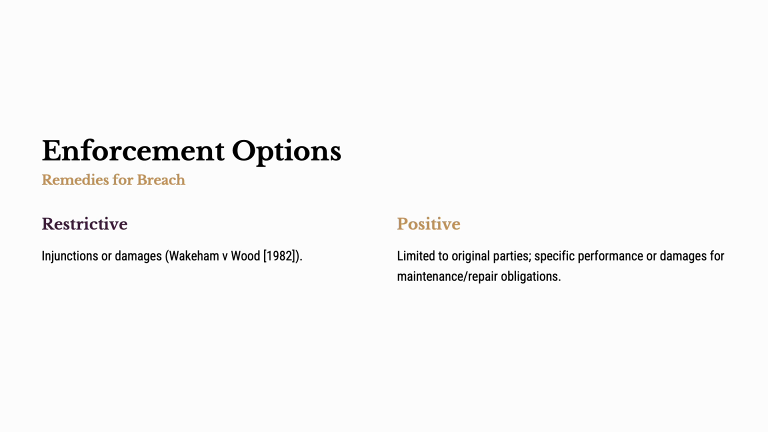For positive covenants, enforcement is limited to the original covenanter because the burden does not run. If you can identify and sue the original covenanter, remedies may include specific performance, an order requiring them to perform the covenant, such as carrying out repairs, or damages for breach of contract. But remember the practical limitation: the original covenanter may no longer own or control the burdened land. So ordering them to perform work on land they don't own is often impossible.